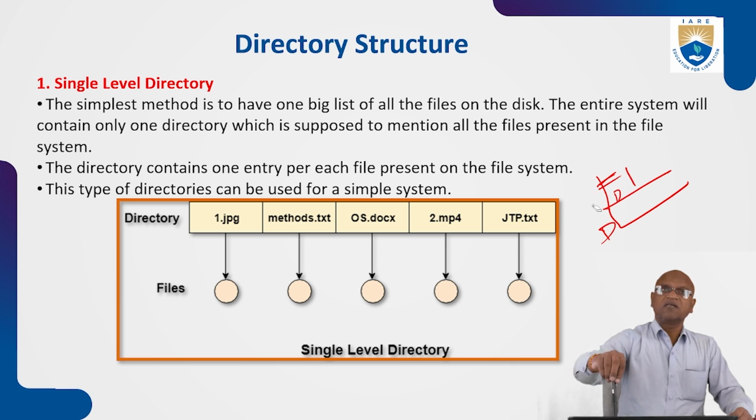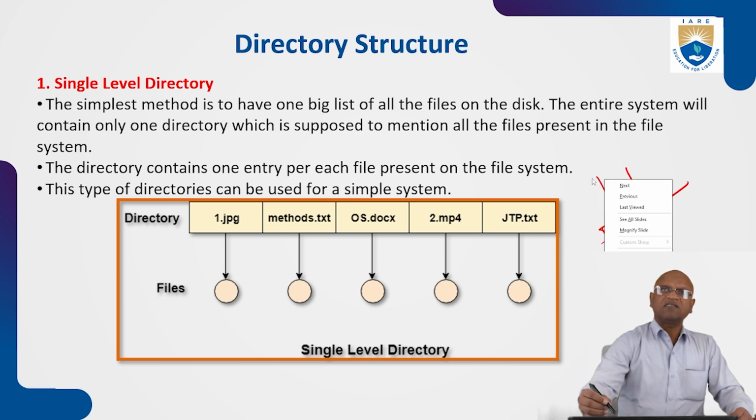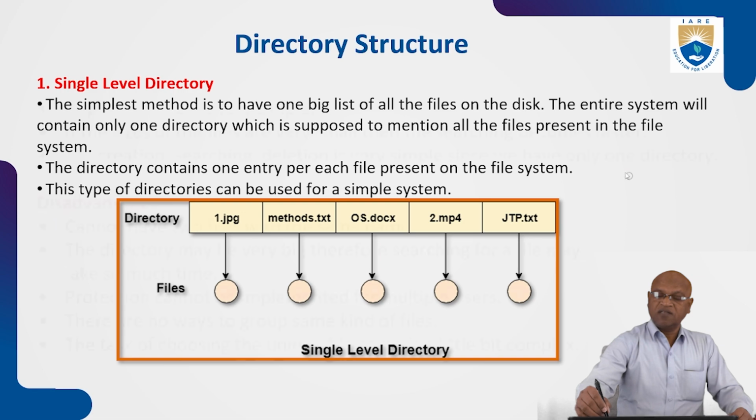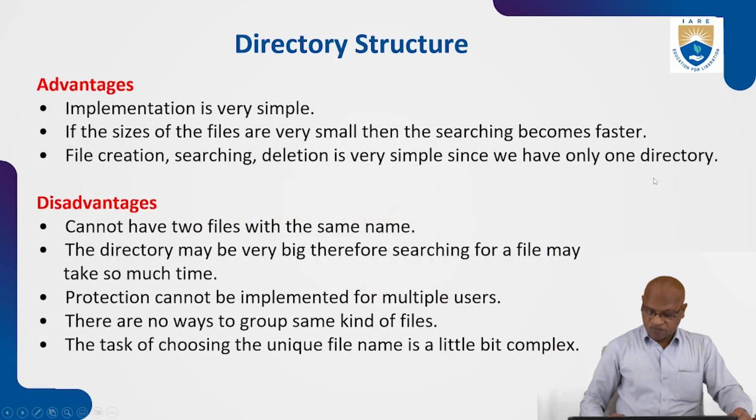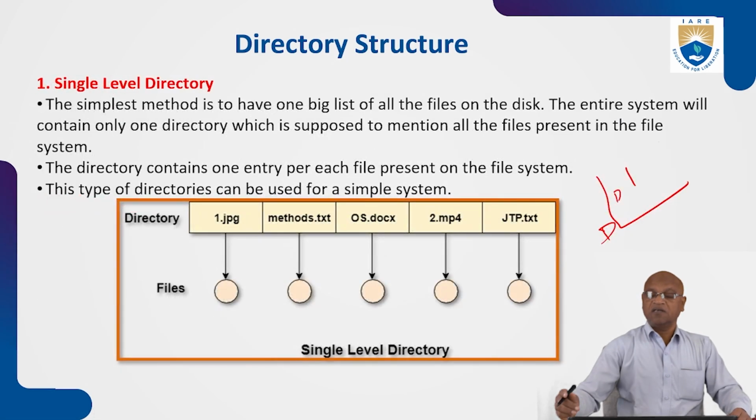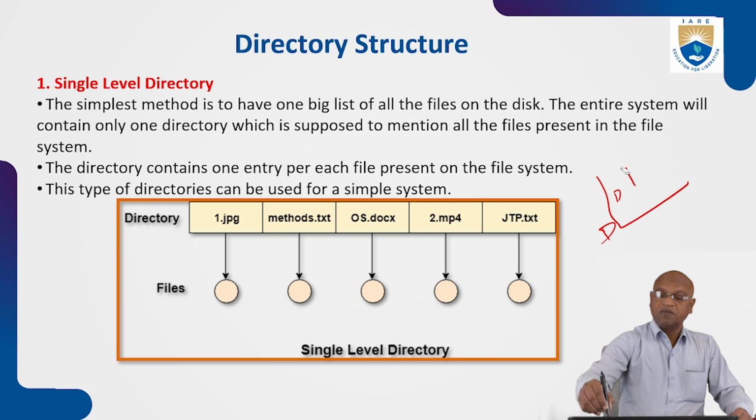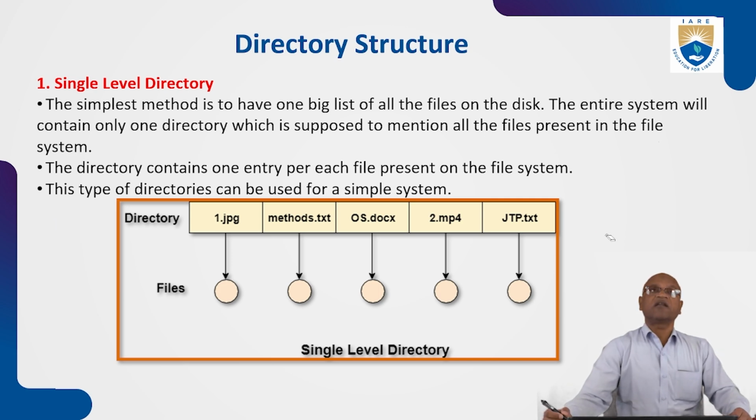Single level structure means the simplest method is to have one big list of all files on the disk, the list of files in the drive. We will maintain the record of these files in the directory. So the directory contains one entry for each file present on the file system.